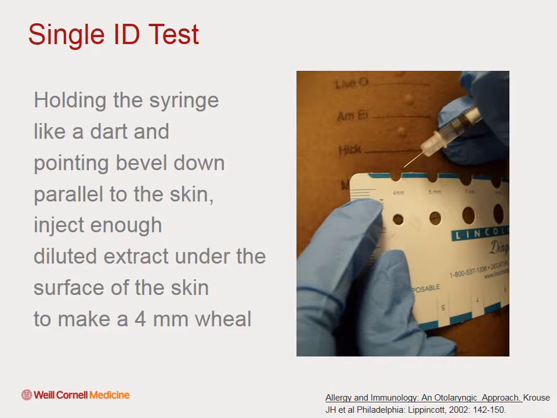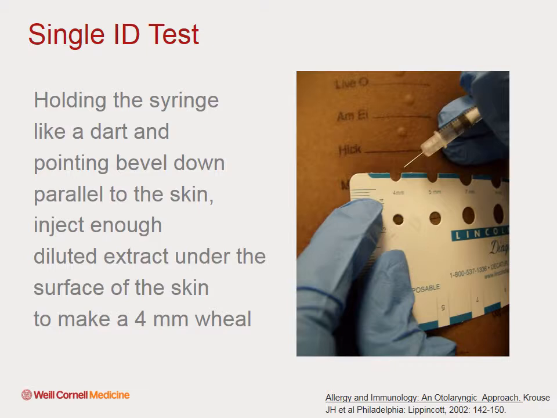Now, to get that 4 millimeter wheal, you want to hold that syringe like a dart. You want to point it with bevel down. The reason you want the bevel down is so that you don't squirt yourself in the eye. If the bevel is up and it's not fully under the skin, then you'll see it'll take a direct path directly to your cornea. You want to be parallel to the skin and inject enough of the diluted extract just to make a 4 millimeter wheal.